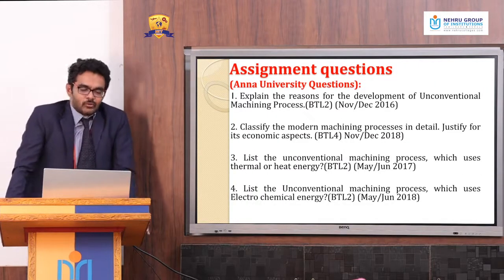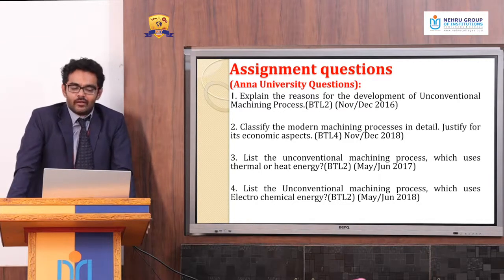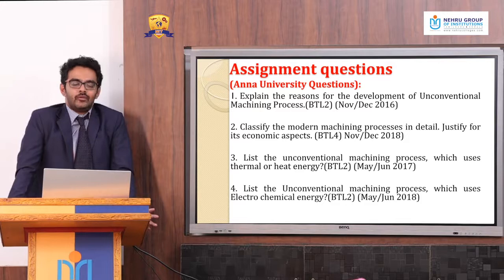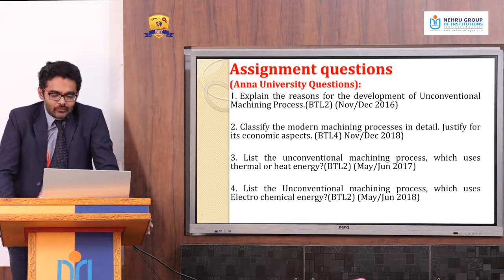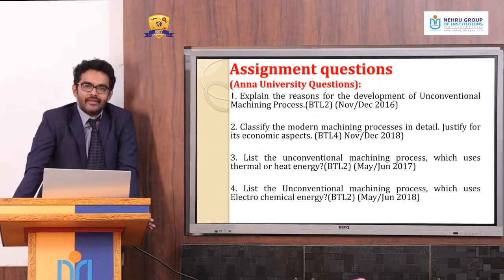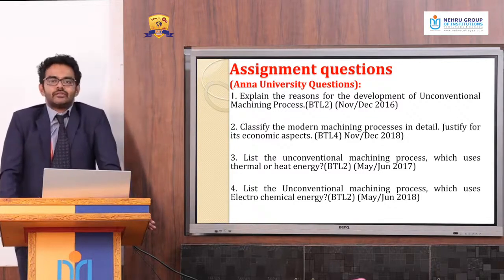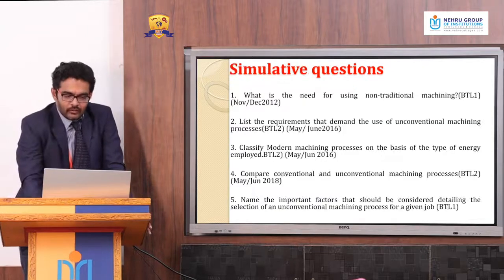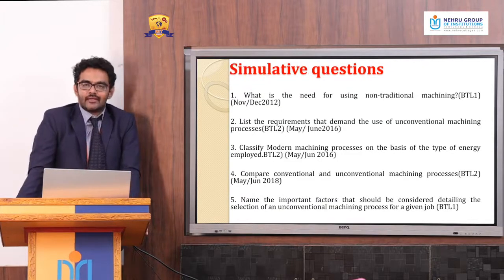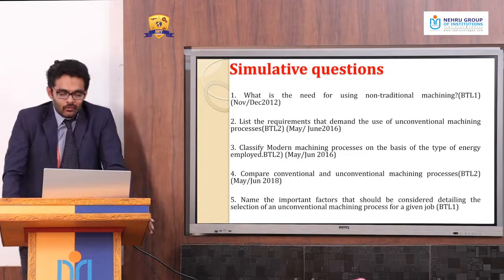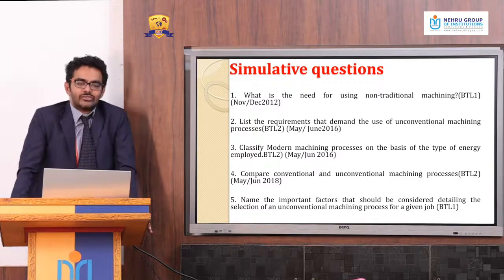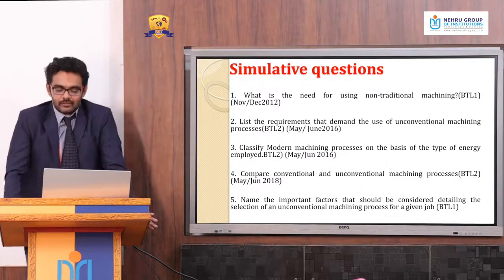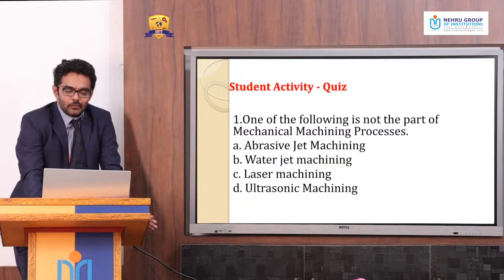These are the assignment questions as per Anna University. What questions may be asked in the university examination? What is the reason for the development of unconventional machining processes? Then the classification of modern machining processes, and list out the unconventional machining processes which use thermal and heat energy. These are the questions asked in the university. Similar questions asked in the university examination are: what is the need, the requirement, what type of energy is used, then comparison and the important factors.